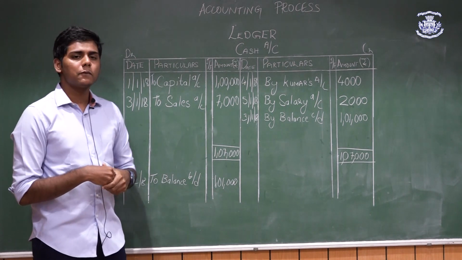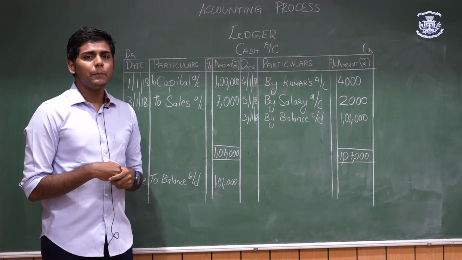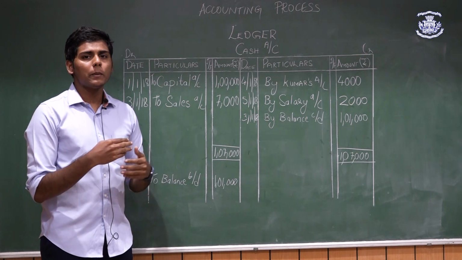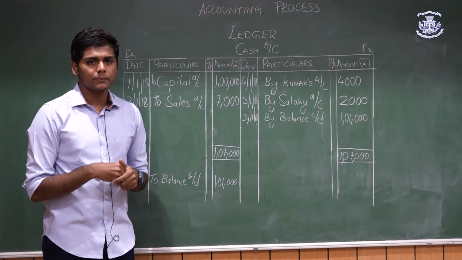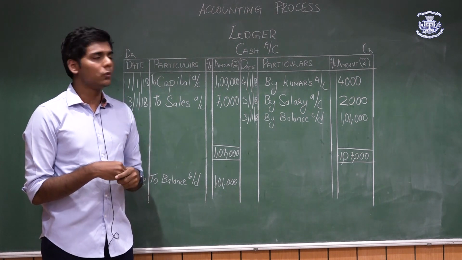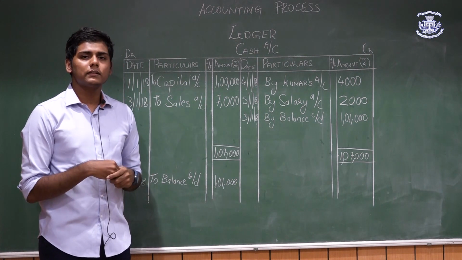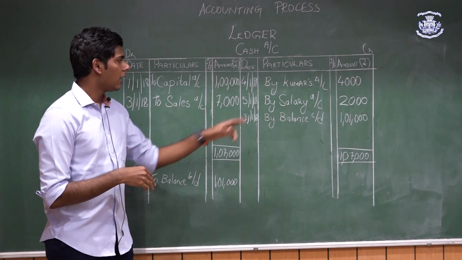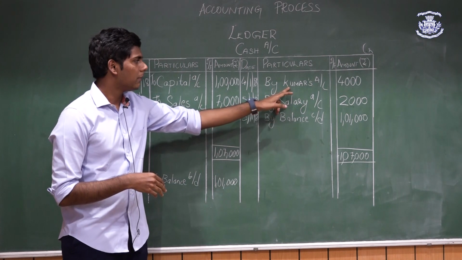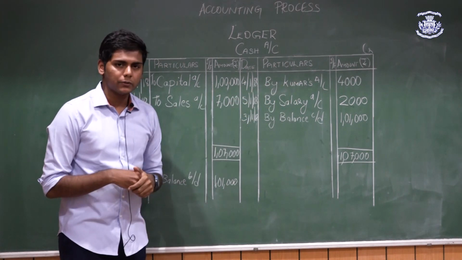And then if you look at our fourth entry, we are actually paying Mr. Kumar. When we are paying Mr. Kumar, cash is going out of the business. So when it's going out, the rule is credit when it decreases. So we will record it on the credit side. Again with the date, we will mention by Kumar's account and the amount.